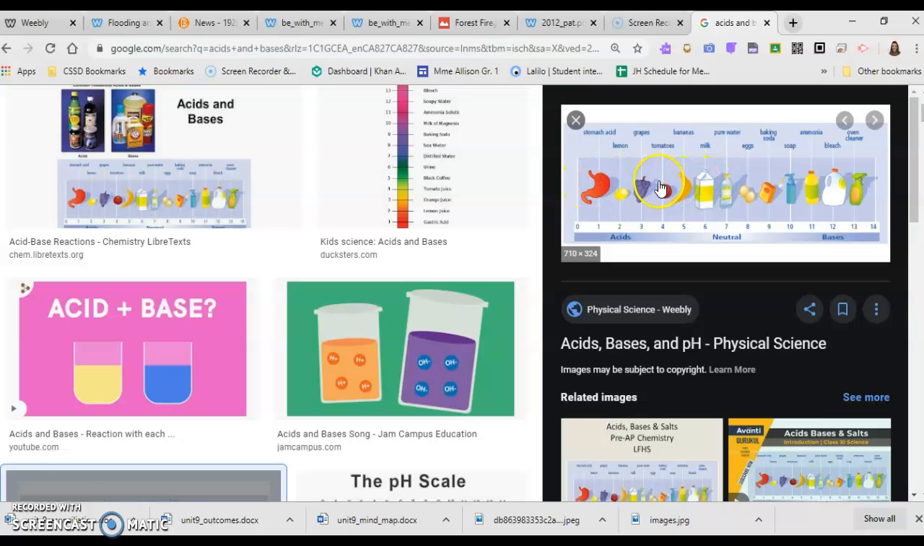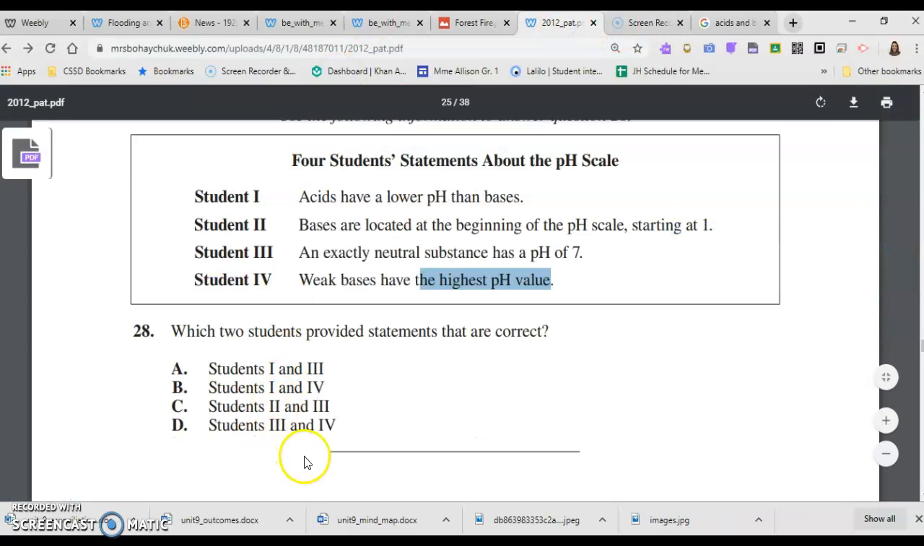Okay, so these guys, these are your acids. These ones are your bases. So strong base, weak base, neutral substance, weak acid, strong acid, and we go from 0 to 14. So let's go back. Acids have a lower pH, true. Bases start at 1, false. Exactly neutral, true. Weak base has highest, false. So 1 and 3 are correct. Let's go with A.